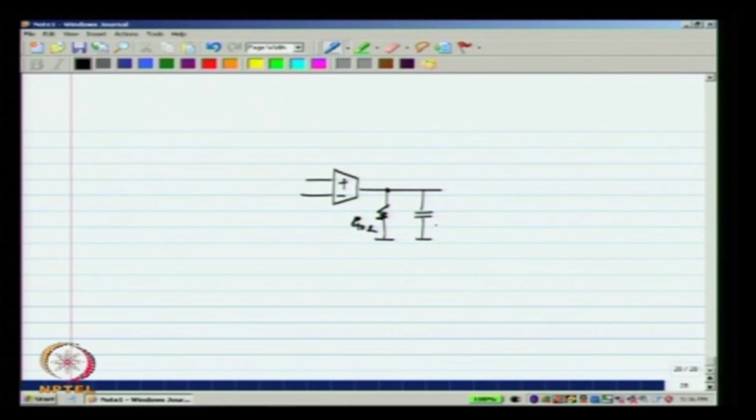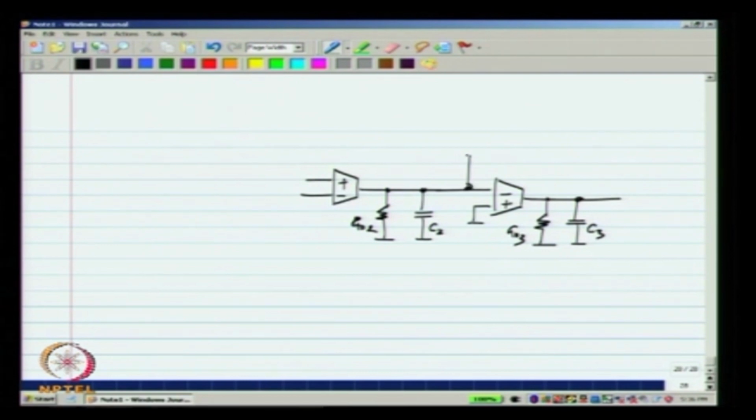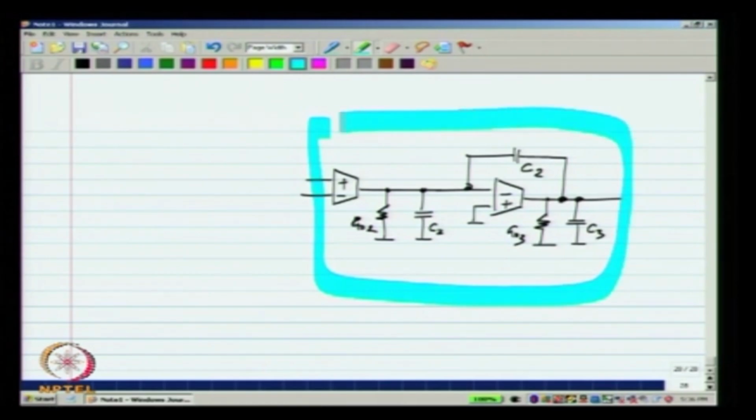I will call these G02 and C2, and G03 and C3. Okay. And let me call this C2. Now, this forms my two stage op amp. Okay.